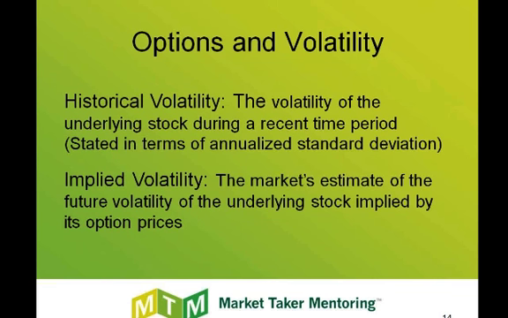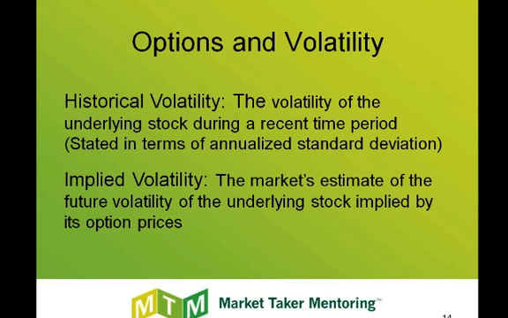Now implied volatility, on the other hand, that has everything to do with options. One definition is implied volatility is the market's estimate for the future volatility of the underlying stock, and it is implied by its options. I can give another definition that maybe I like a little bit better. It's the volatility component embedded in an option's price.